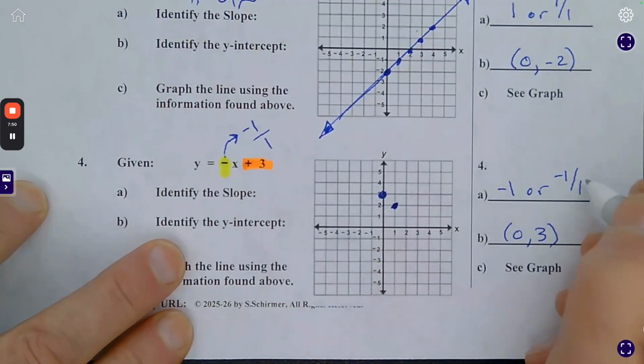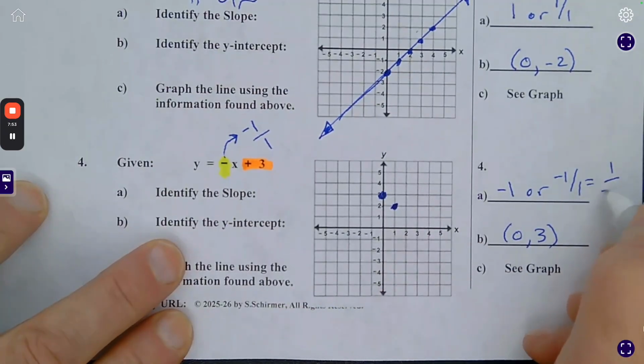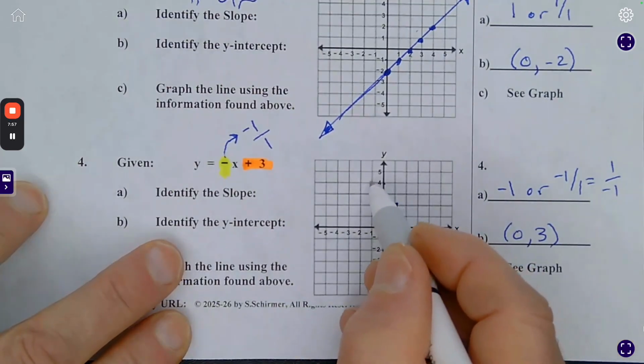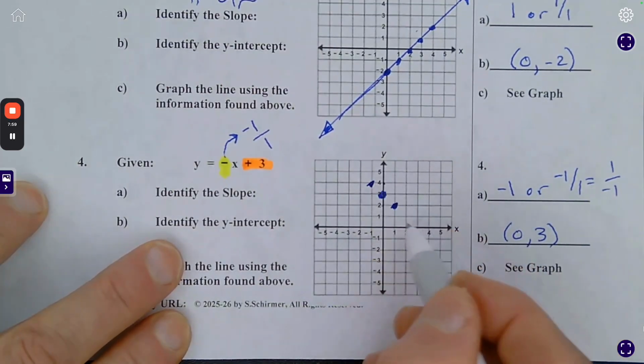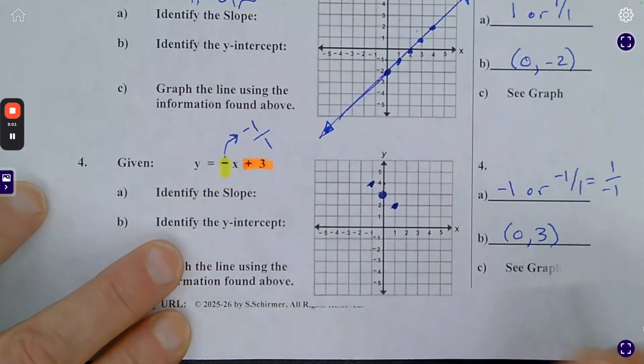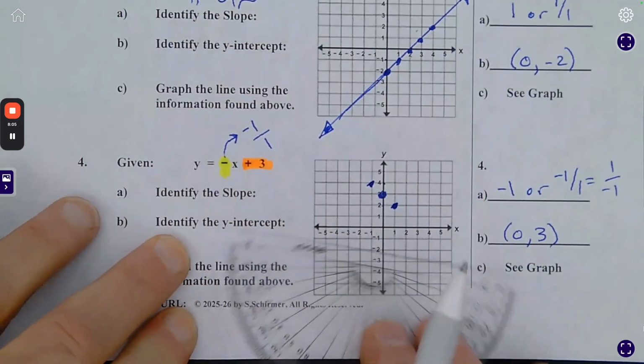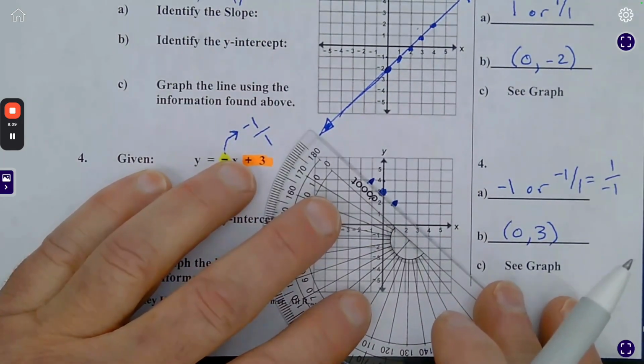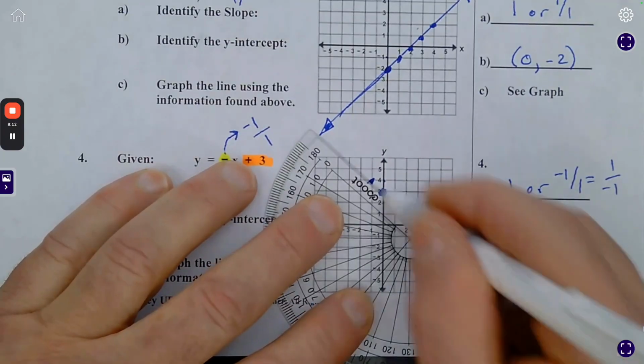If I were to apply the negative to the run, it would look like that. Now I would go up 1, but I would go over 1 in the negative. Do you see how I still get the same line? So you apply the negative to the rise or the run, but not to both. That's what the word or means. Okay. Now, let's go ahead and graph this.